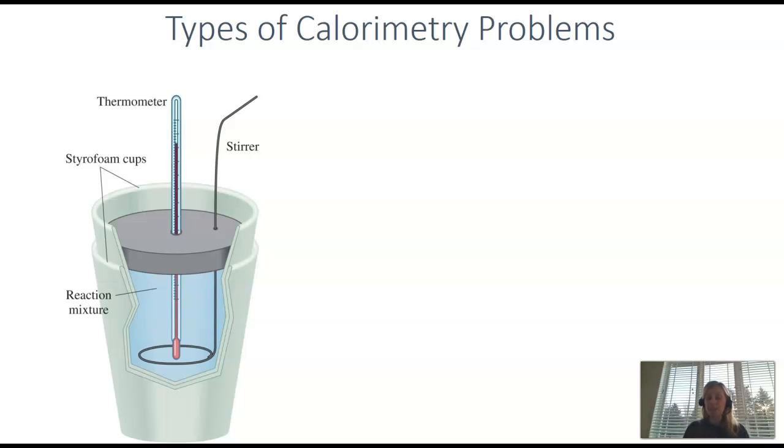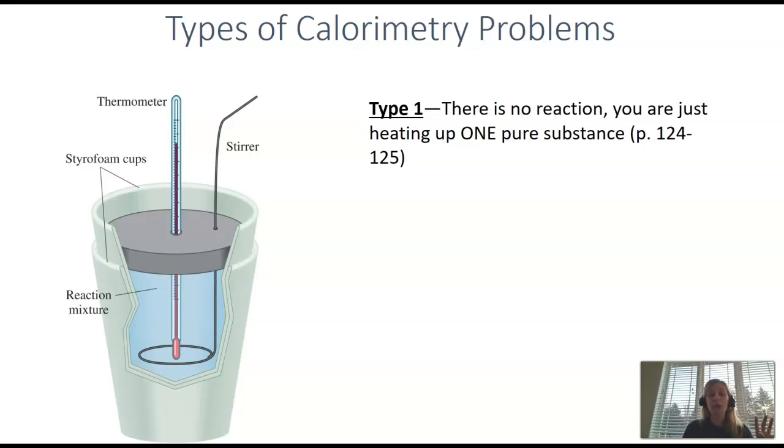Now we talked about types of calorimetry problems, and I want to go over that quick here as well. The first type of calorimetry problem, we did this in your notes, we did practice problems, so look at pages 124 to 125 in your supplement. This is where there's no reaction. So all you're doing is you have one pure substance inside your coffee cup, and oftentimes you're just heating it up. So you're going to heat it up, measure the final temperature, and you can calculate how much heat was absorbed in joules or kilojoules using our equations.